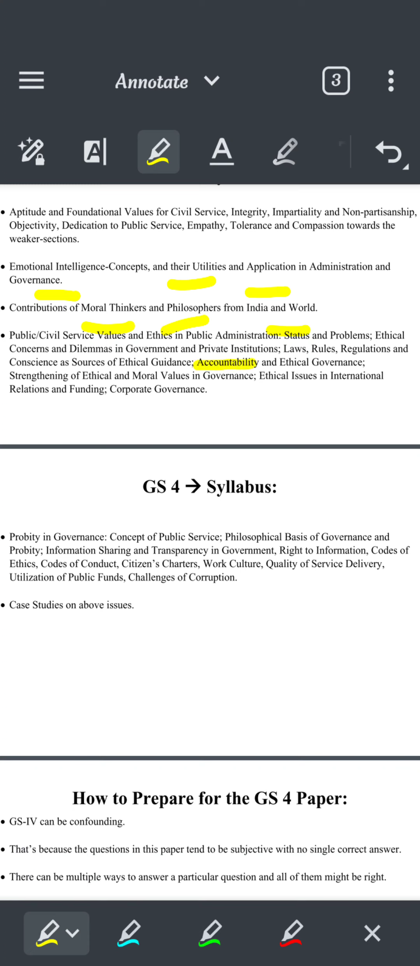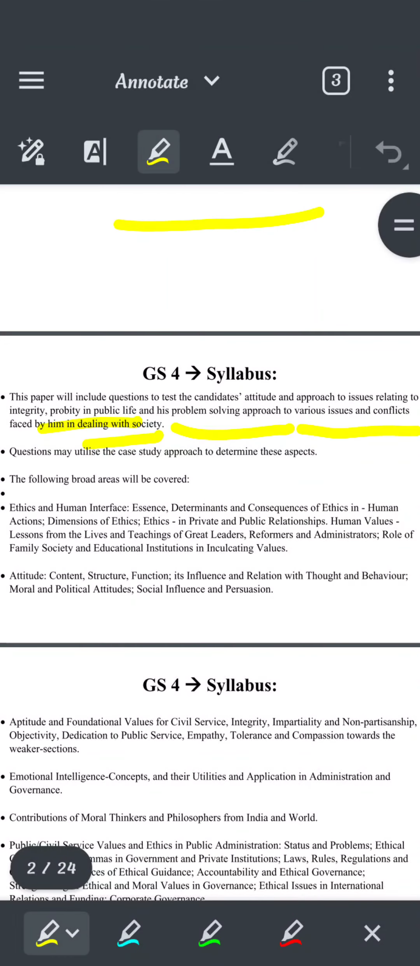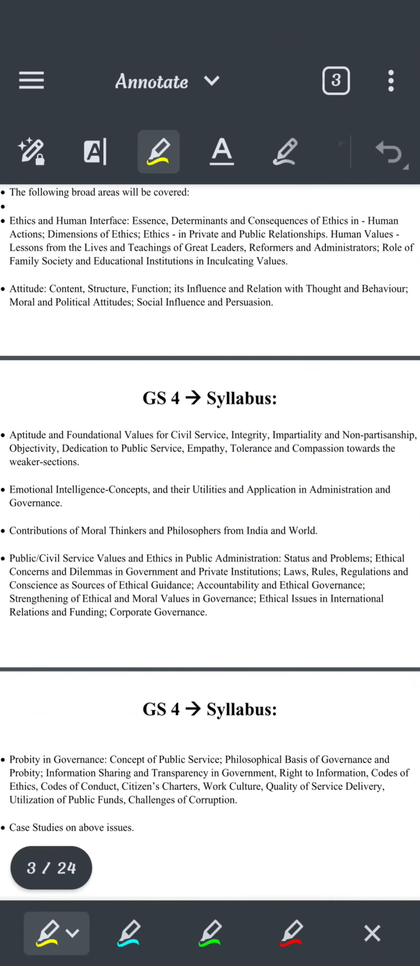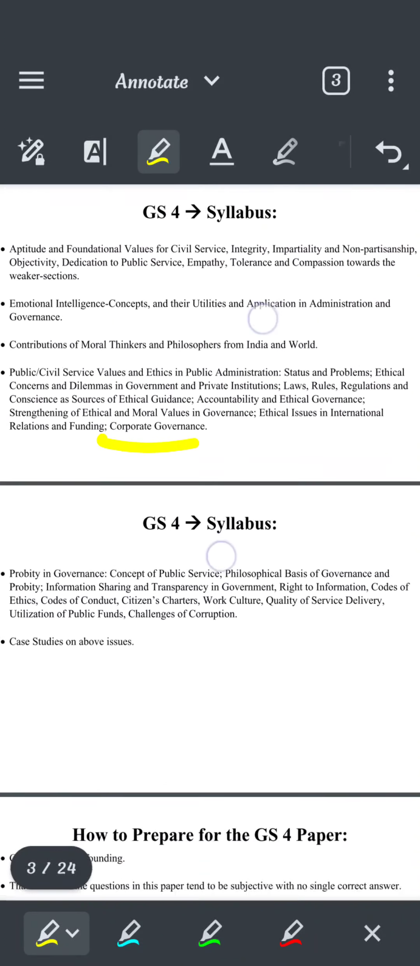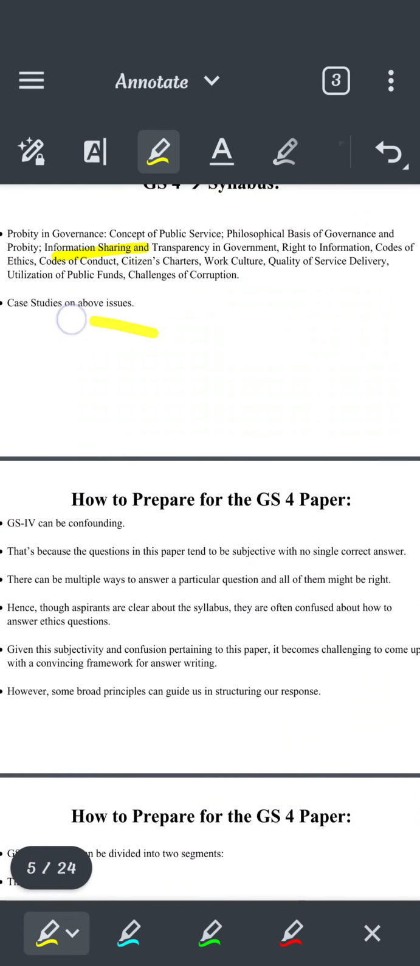in government and private institutions, laws, rules, regulations and conscience as sources of ethical guidance, accountability and ethical governance, strengthening of ethical and moral values in governance, ethical issues in international relations and funding, and corporate governance. The topics also include probity in governance, concept of public service, philosophical basis of governance and probity, etc., and case studies on the above issues.